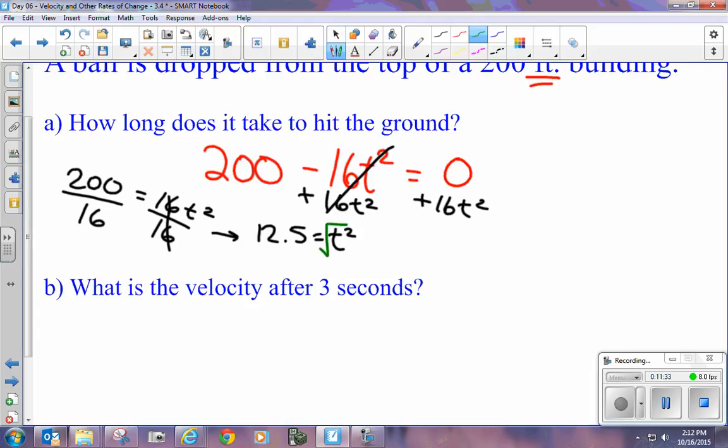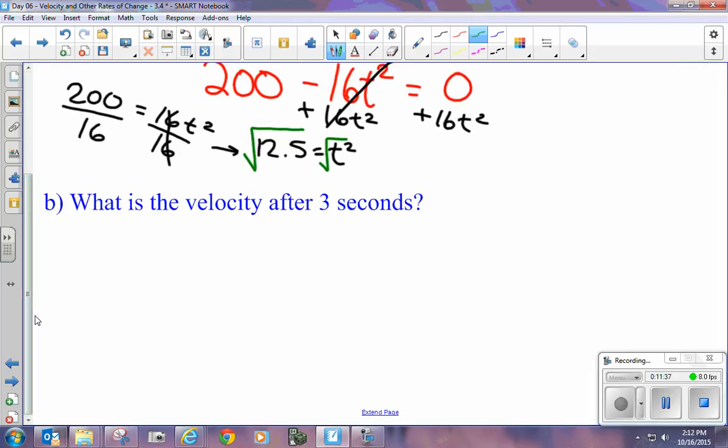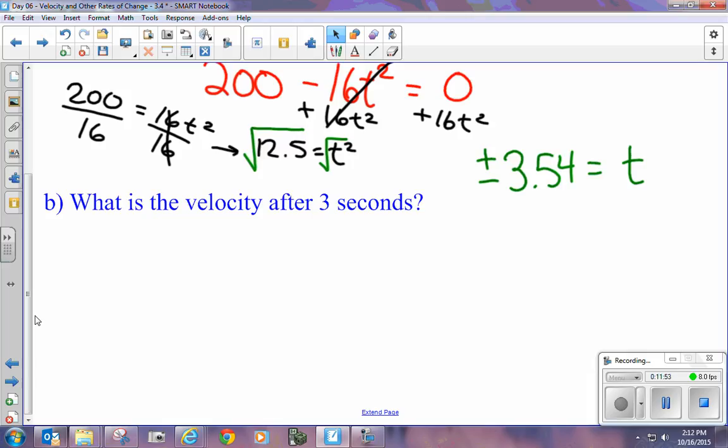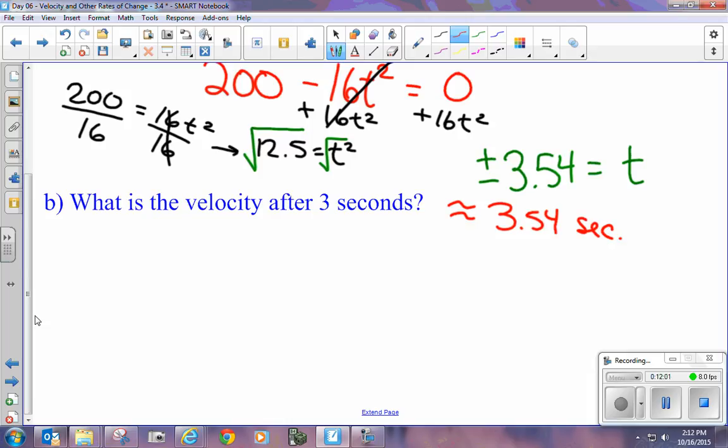What is the square root to the nearest hundredth, 2 decimal places? What is it? 3.54. Remember, when I take the square root, it's plus or minus. Question. Why do I not want plus or minus here? Yeah, I can't have negative time. So it is approximately, because we rounded, 3.54 seconds.